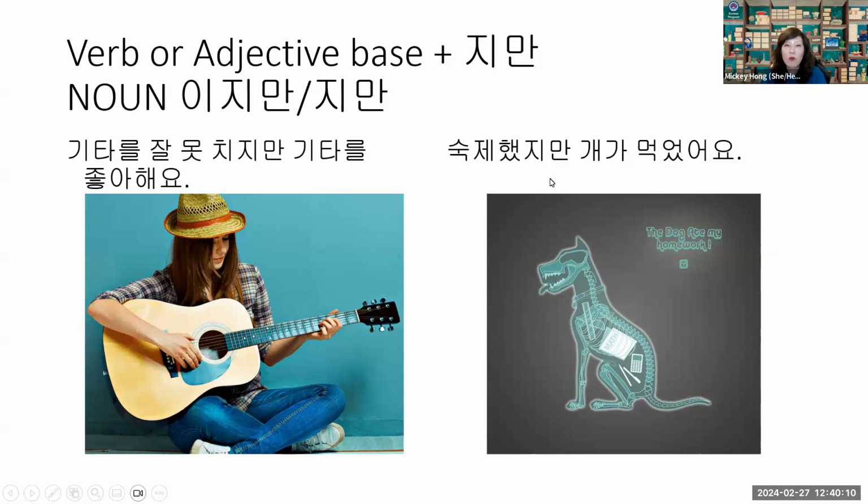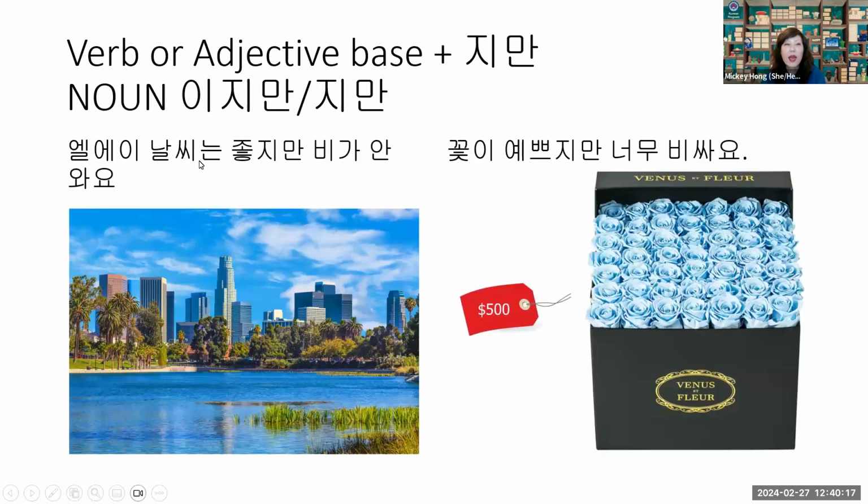숙제했지만 you had done your homework. 걔가 먹었어요. But then the dog ate your homework. LA 날씨는 좋지만 비가 안 와요. So how's the LA weather, you guys? It's nice, but it doesn't rain. 꽃이 예쁘지만 너무 비싸요. How's the flower? It's pretty, but however, it's too expensive.